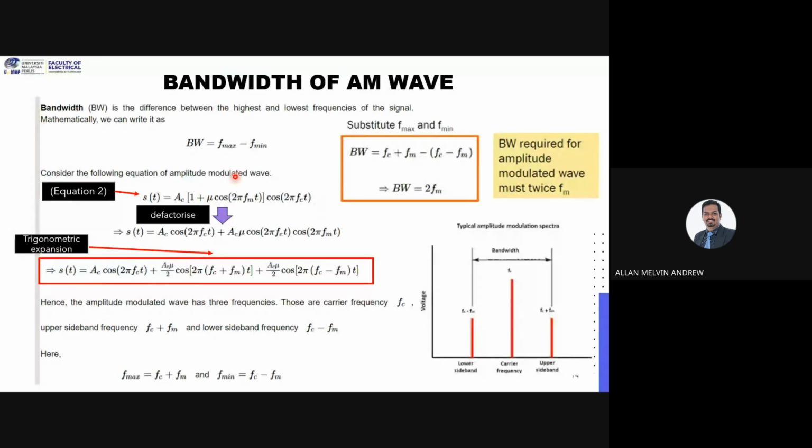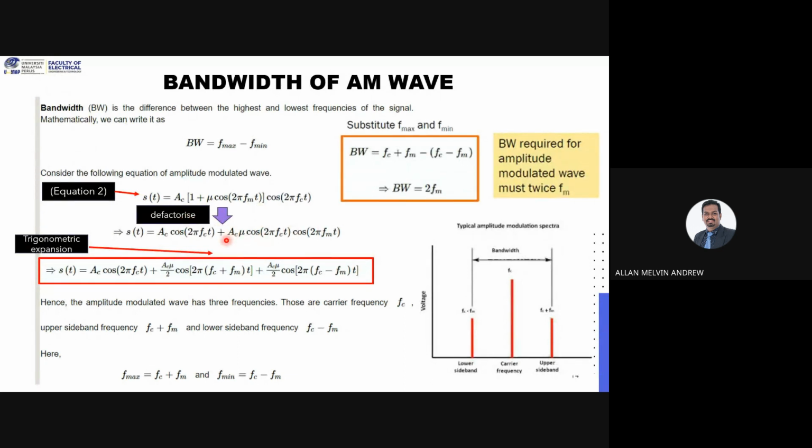Okay, so if you're not sure what this is, refer back to the previous slide. Once you defactorize this, you will get this equation. Meaning you multiply everything: AC times 1 times cos 2 pi fct. So you will get this. You just defactorize, meaning you expand it, and after expansion you will get this.